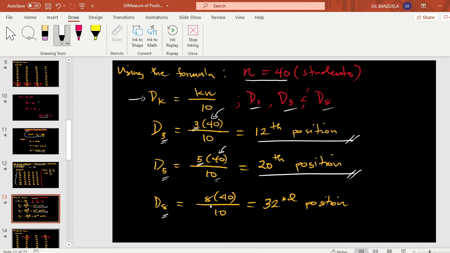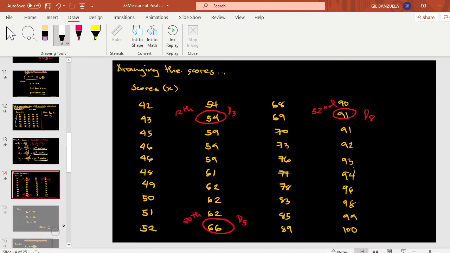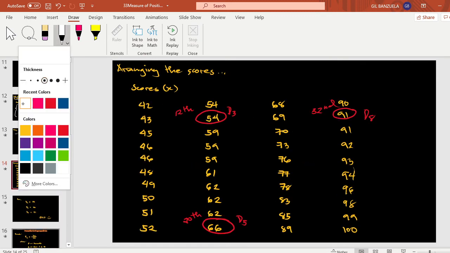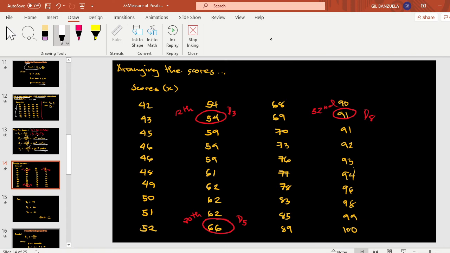And lastly, let's look for decile 8. Again, your k is 8. Plugging in your n, which is equal to 40, divided by 10. Therefore, decile 8 is at the 32nd position. Then, just like what we did a while ago with quartiles, we arrange these scores in order from 42 up to 100. 42 is the smallest, the lowest score, while 100 is the highest score.